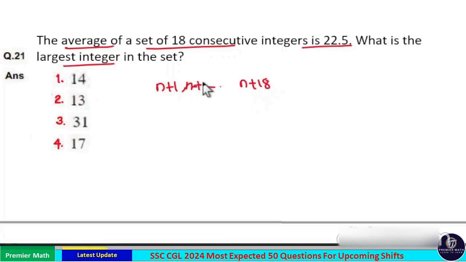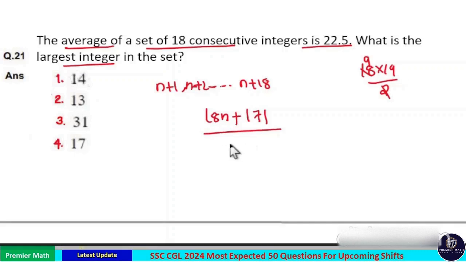Now, here sum of these numbers is equal to total 18n plus 1 to 18 sum, is equal to 18 into 19 divided by 2. So 9 into 19 is equal to 90 plus 81, 171. So sum of 18 numbers is equal to 18n plus 171 divided by total numbers are 18. So this is average. Average is equal to 22.5.